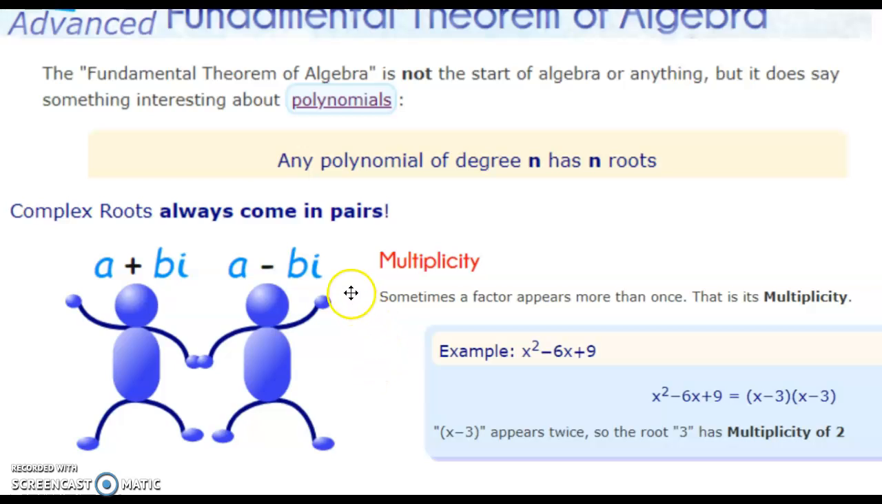So anytime you have an imaginary answer or you have an irrational answer, meaning an answer that includes a square root that can't be simplified further, those are going to count for 2 of your solutions.